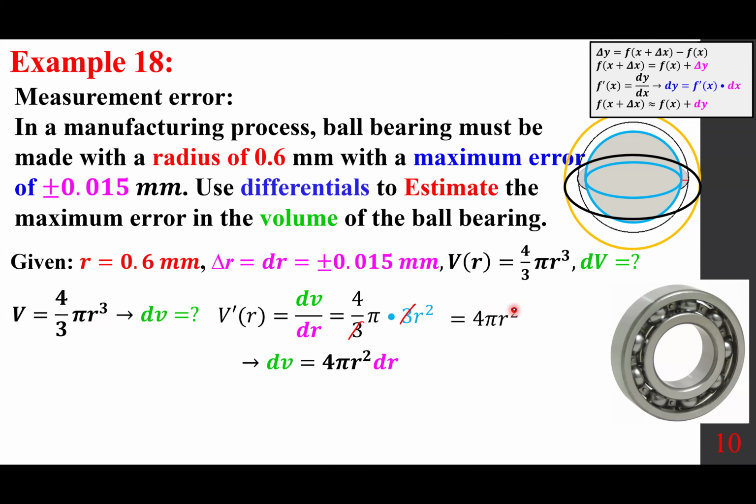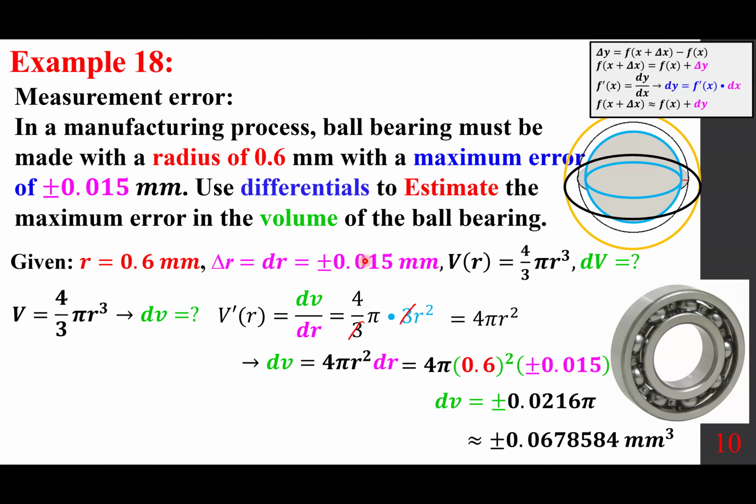Plug in. What is r? 0.6. What is dr? Plus or minus 0.015. Put it into a calculator. Plus or minus 0.0216 pi. You can use a few decimals. Plus or minus 0.0678584 millimeters cubed. And by the way, you always show the exact answer you find.